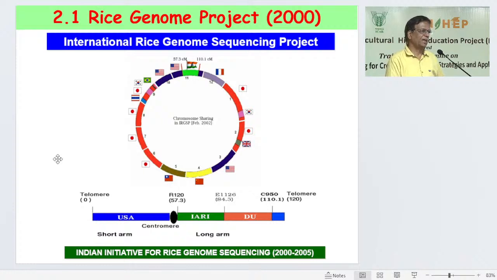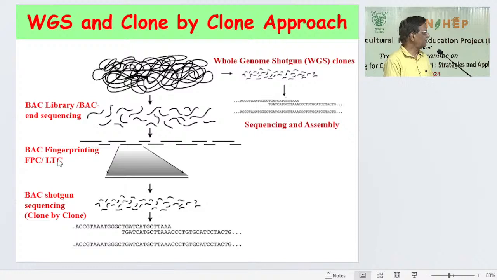So the project cost roughly $400 million and 5 years to complete the rice genome. Now it is less than 1% of that cost. So this is the approach here.